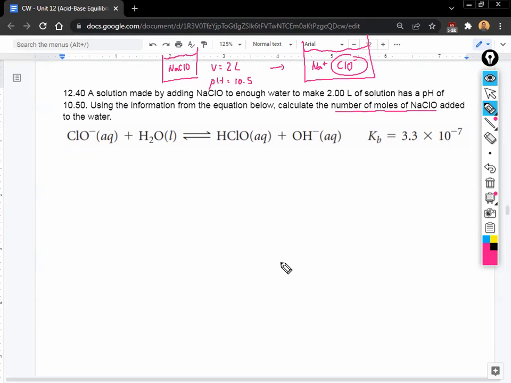What we're trying to figure out. We added some salt, NaClO. It breaks down into Na plus and ClO minus, and the ClO minus starts reacting with the water, and then it could turn into the weak acid.